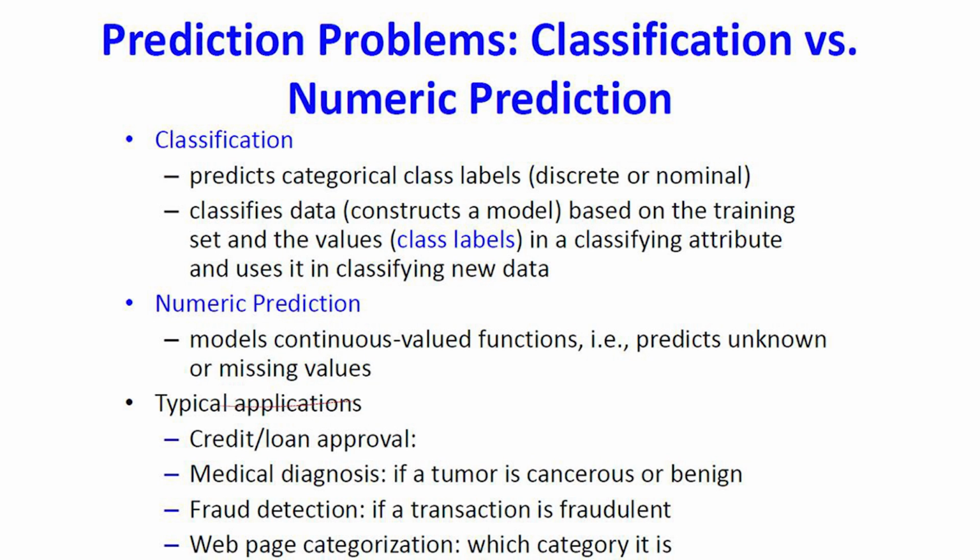Typical applications are credit or loan approvals, medical diagnosis, like whether a tumor is cancerous or benign, and fraud detection, whether a transaction is fraudulent or not. All kinds of problems can be easily handled. And this has already been used in real life, right? Banks are using machine learning based models for fraud detection. Doctors are using machine learning based models to tell whether a tumor is cancerous or benign. All kinds of things are already in the market.